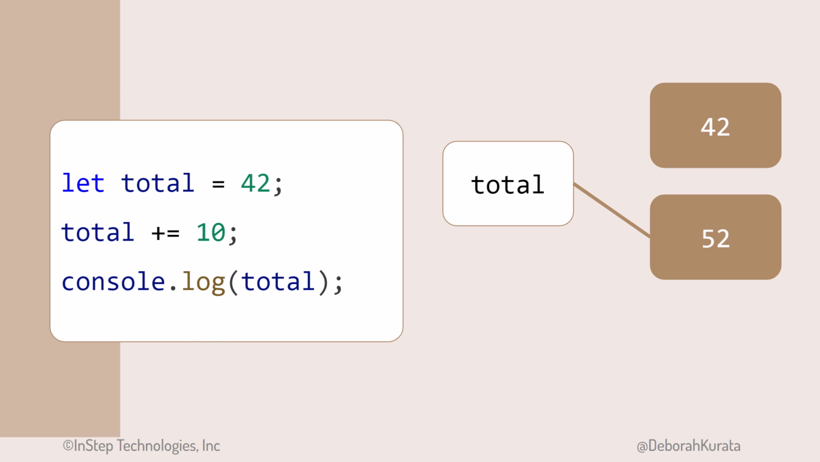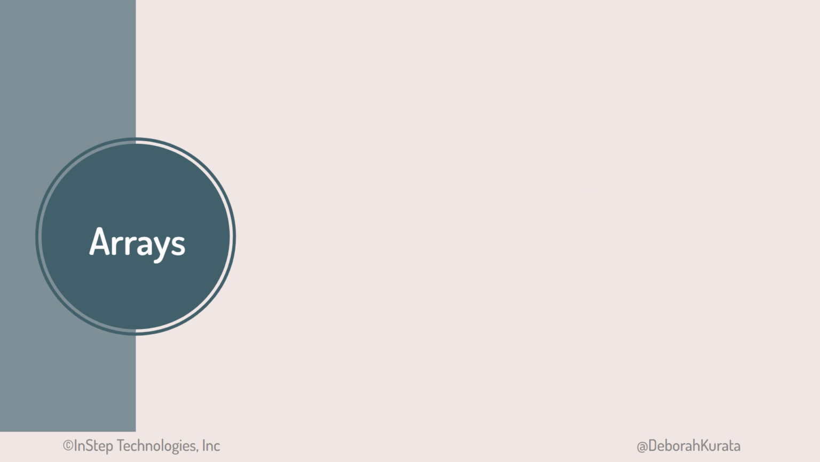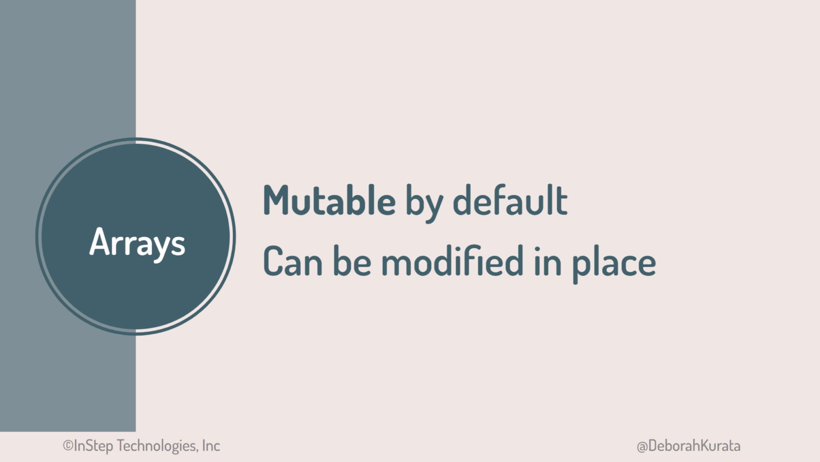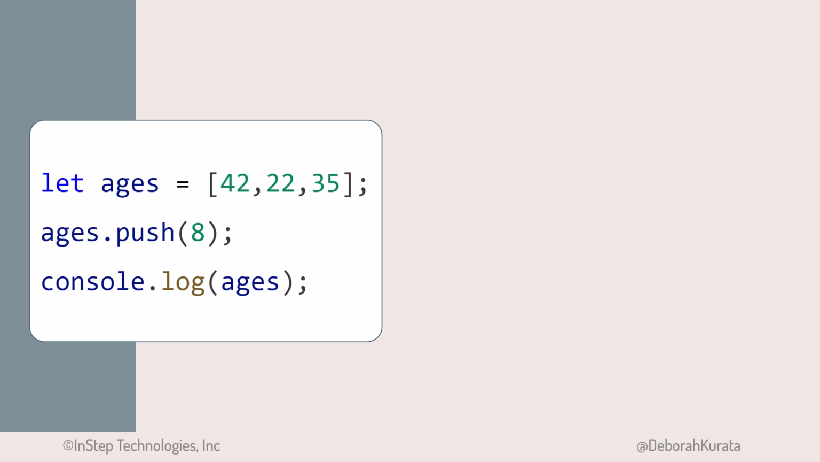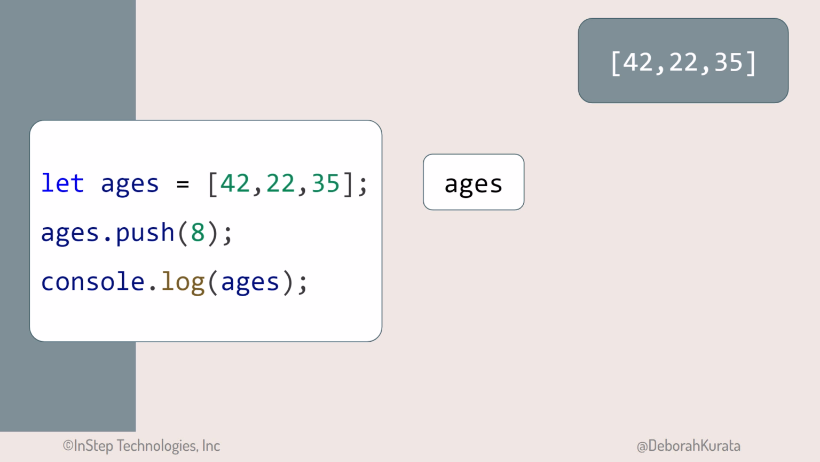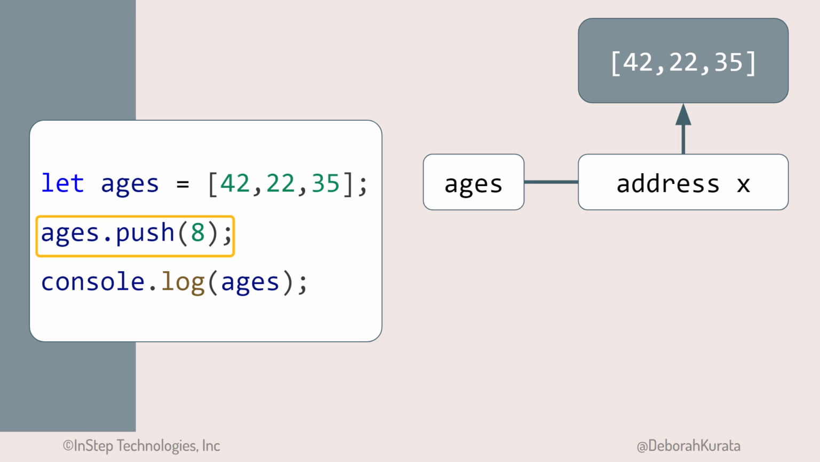Let's look at arrays. In JavaScript, arrays are mutable by default. This means that the array can be altered after the array is created. We can modify it in place, adding, removing, or changing elements. In this example, we define an array. When a variable is assigned to that array, the variable doesn't store the array. It stores the memory address where the array resides. The push method modifies the original array, in this case adding 8 to the end.